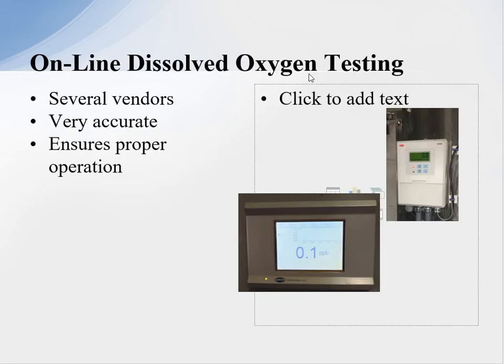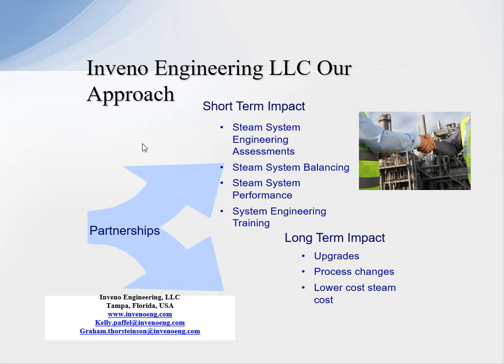The other thing is that there's online oxygen testing, which there are several vendors, and they're very accurate. This one they have 0.1 ppb, and they're very affordable today, and it ensures proper operation of the deaerator. And that's sort of the conclusion. The comment is make sure you're testing the deaerator at least every 6 months, if not every 3 months. Look at online testing. But it's very critical that we have the deaerator system in operation.